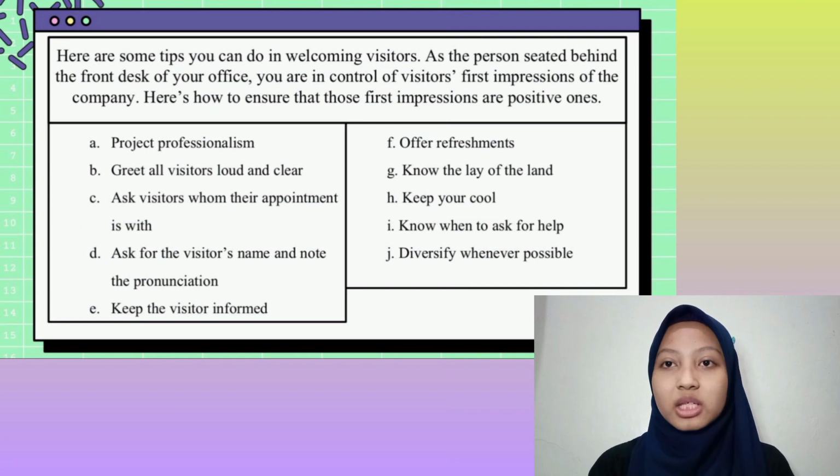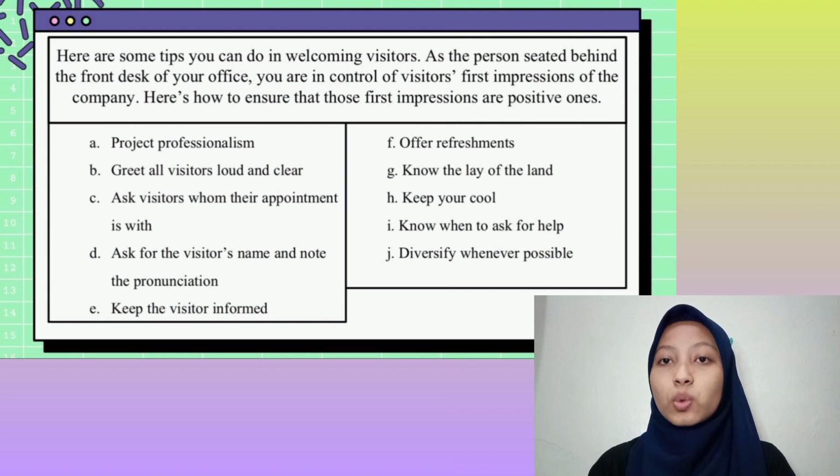And here are some tips you can do in welcoming visitors. As the person seated behind the front desk of your office, you are in control of visitors' first impression of the company. Here is how to ensure that those first impressions are positive ones. A. Project professionalism. Remember that you are one of the company's most important assets.